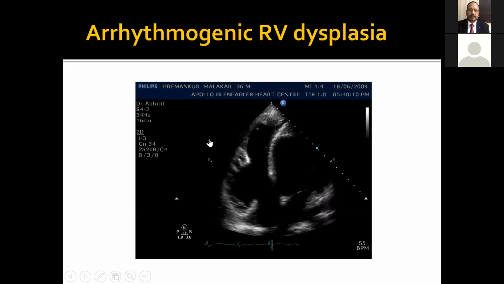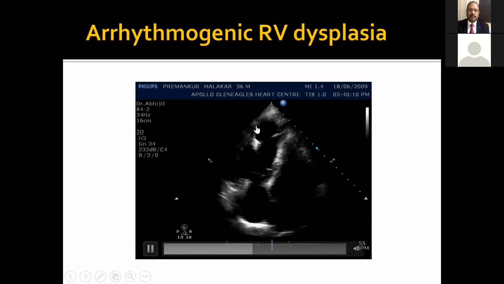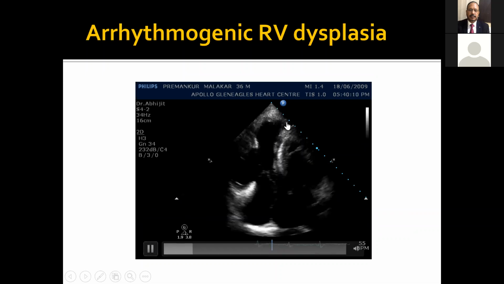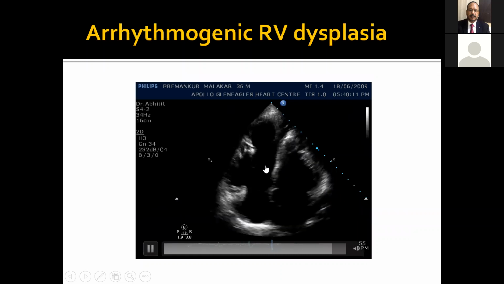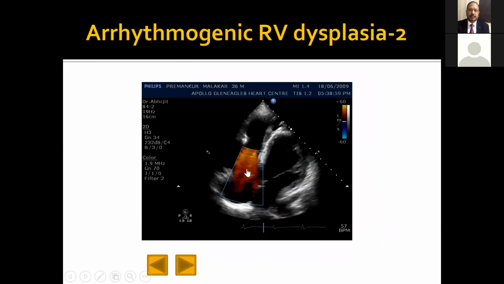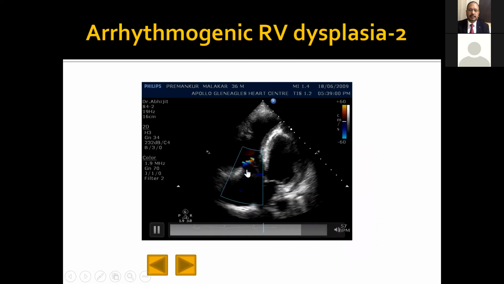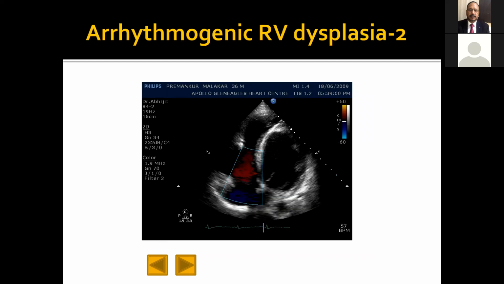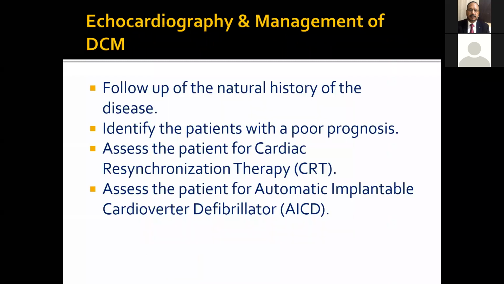This is arrhythmogenic right ventricular dysplasia. The right ventricular free wall is replaced by fibrofatty tissue, and here you can see an aneurysm formation. The RV is dilated, and in the next picture, I will show you a low pressure TR here. These people are notorious to have ventricular arrhythmias, and these are the cause of death in many cases, and an implantable device is necessary to prevent death from ventricular arrhythmias.